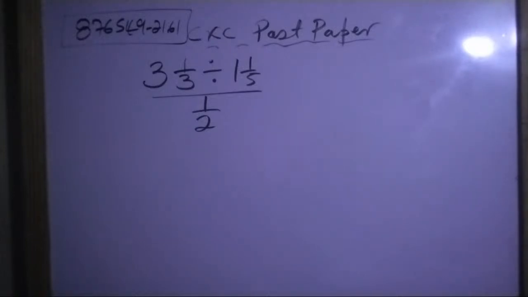So it's going to show you whatever your weak points are. Let's go. Come out of your comfort zone, guys. Come out of your comfort zone. So it's 3 1/3 divided by 1 1/5 divided by a half.